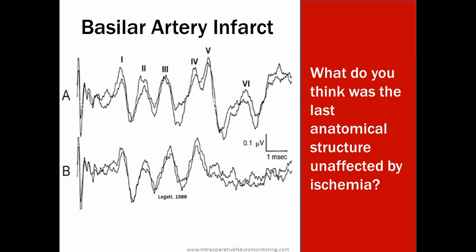A basilar artery infarct: what do you think was the last anatomical structure unaffected by ischemia? So here's where we have our first trace, and then we have a basilar artery infarct, and we still have a very good 1, 2, 3, and 4, but wave 5 is now gone, and even these later generators that we typically don't look at are also gone. So here we're looking at a pontine or rostral type lesion from a basilar artery infarct.